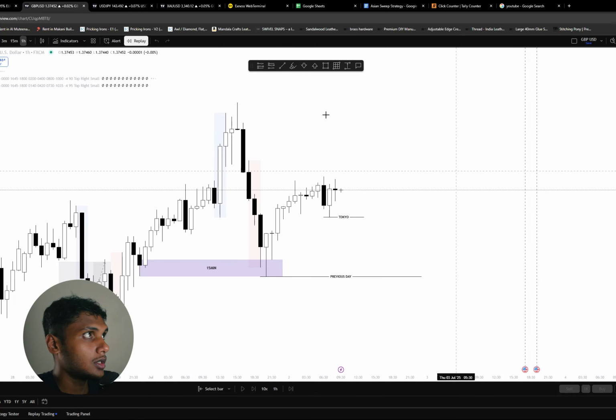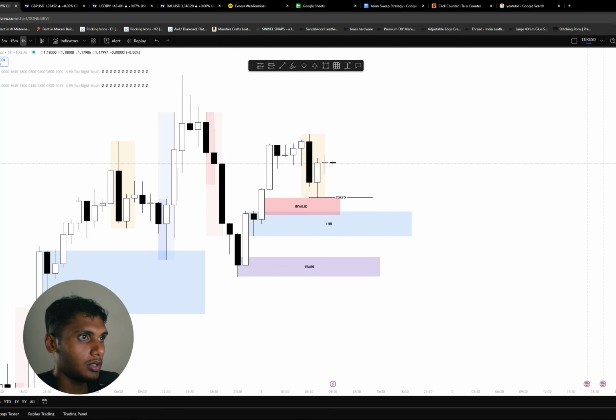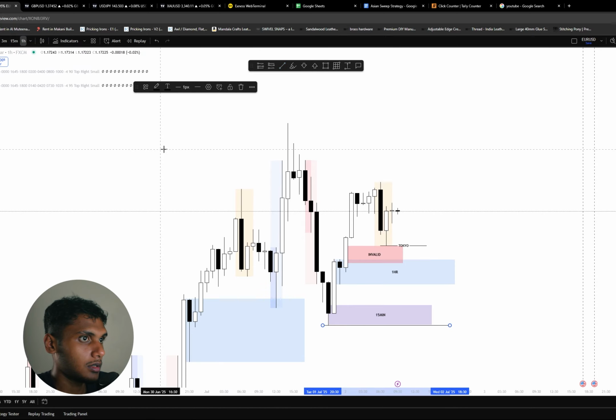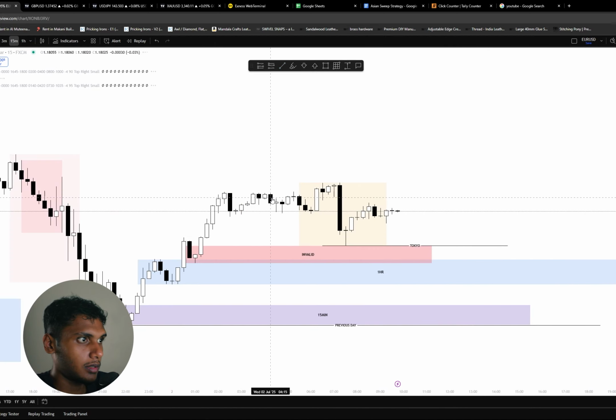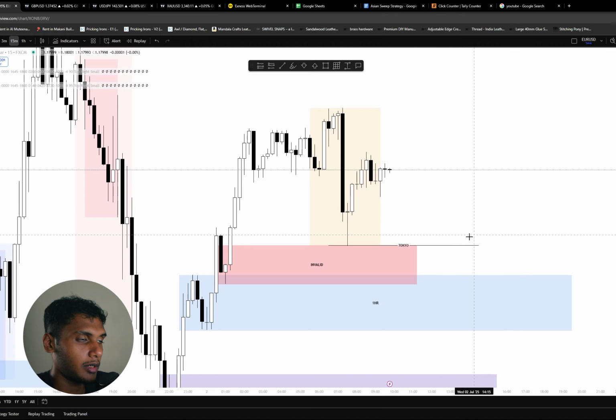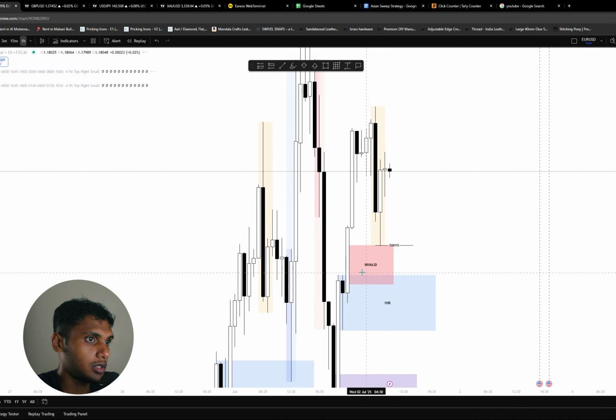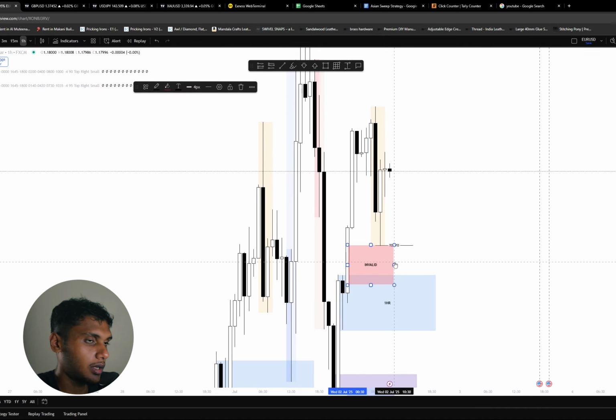So let's plan for the day. Okay, so let's start from Euro USD. In Euro USD we have this Tokyo low here, and we have the previous day's low here. Okay, and there is an invalid 15 minute order block, and the reason is because we have a 1 hour order block right below it. So this is definitely invalid, like 100%.